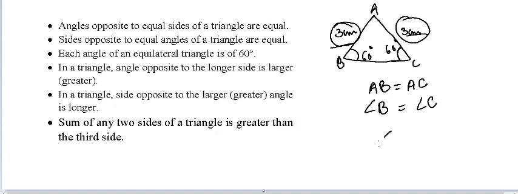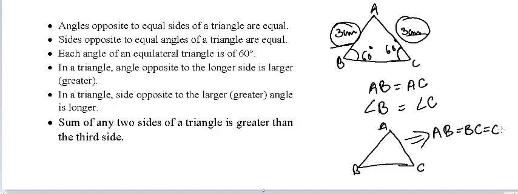The next is each angle of an equilateral triangle is 60 degrees, right? What is an equilateral triangle? If AB is equal to BC is equal to CA, if all the sides of the triangle are equal, then all the angles, right, will be of 60 degrees. For an equilateral triangle, the three angles will be equal to 60 degrees.